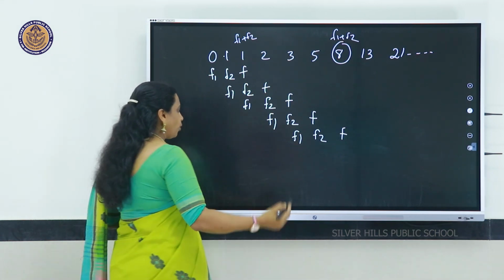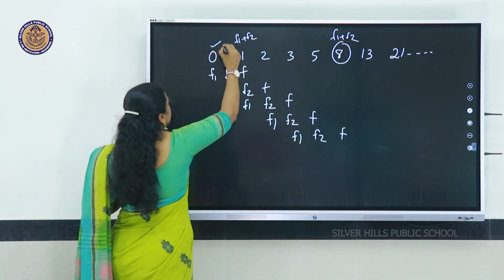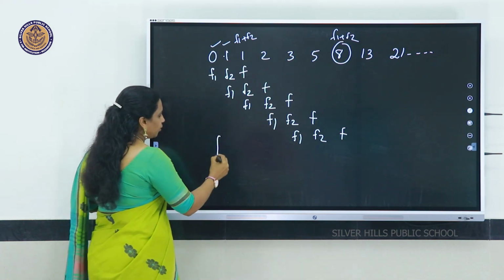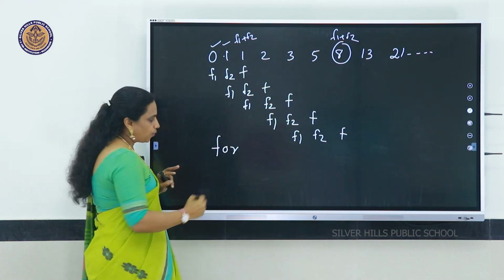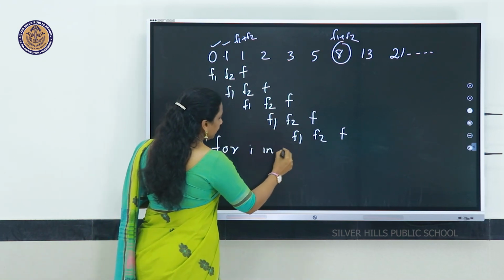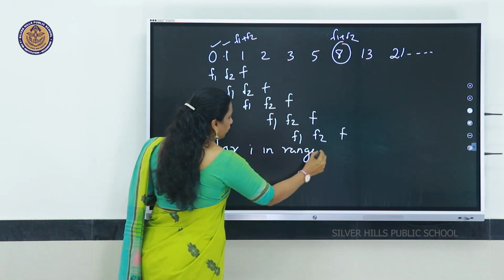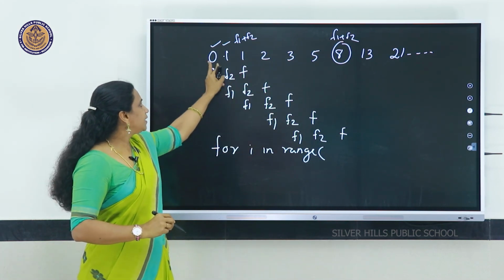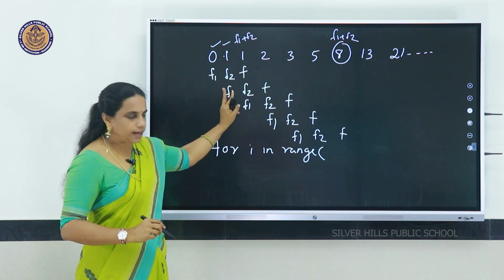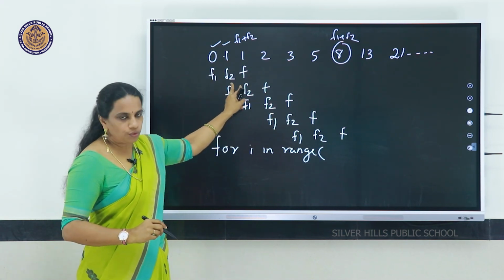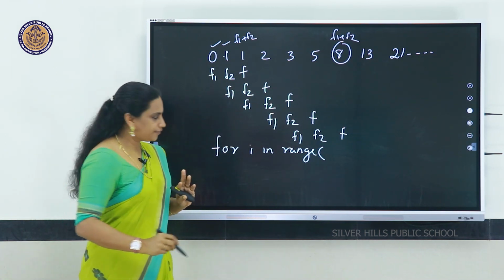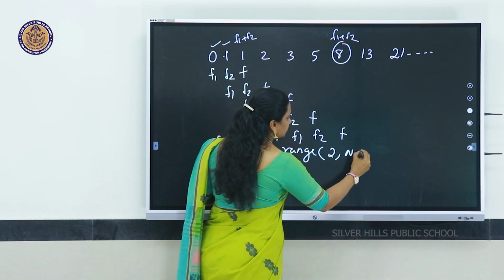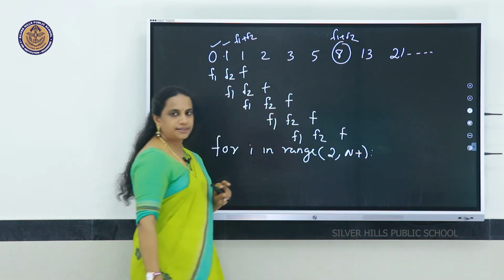For the programming part, initially you can print these two numbers, 0 and 1. Now, how can you write the for loop? You can write the for loop for i in range. We already generated two numbers, f1 and f2. We assumed that f1 is equal to 0 and f2 is equal to 1. Then you can print f1 and f2, so two numbers are already over. Therefore, you can start the range from 2 comma n plus 1 for the remaining numbers.